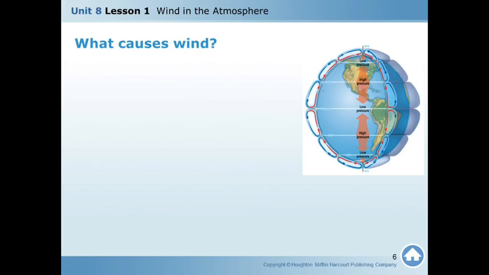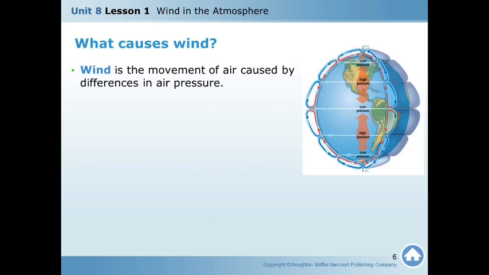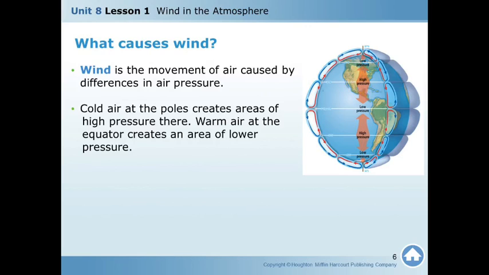It's going to create these little circular cells. So right up here, we do have a lot of little circles that are just circulating around the globe. And this causes our wind. Wind is the movement of air caused by differences in air pressure. Remember, the high air pressure is the cold, the low air pressure is the hot. And these differences cause our wind.